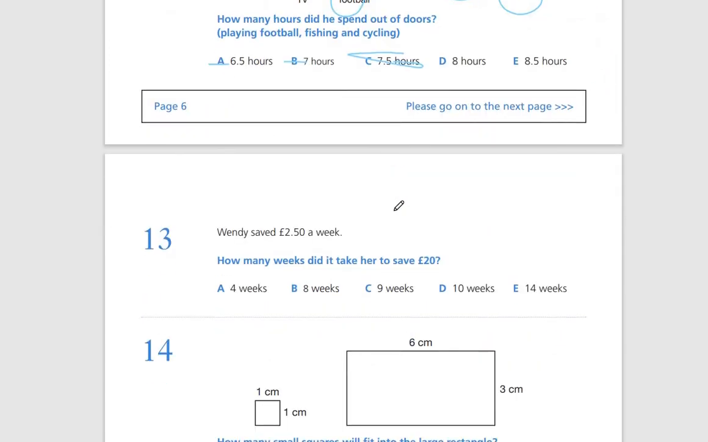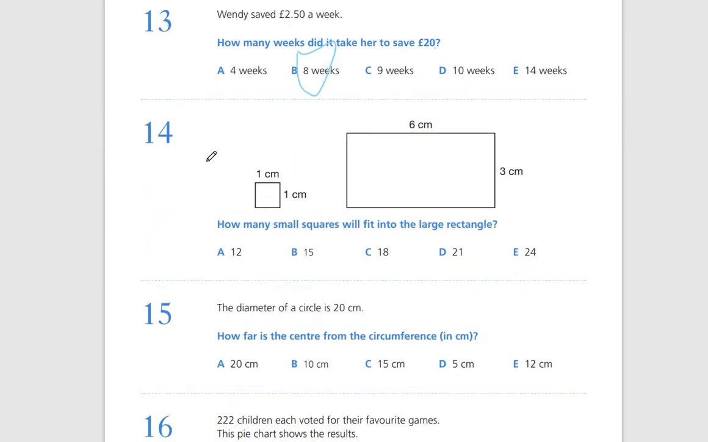When we save £2.50 for a week, how many weeks did it take us to save £20? Well, write it down. £20 divided by £2.50, and if you work that out, it takes you 8 weeks. I know £5 takes 4 weeks until you get 20, and £2.50 is half of £5, so you times by 2, which is 8 weeks.